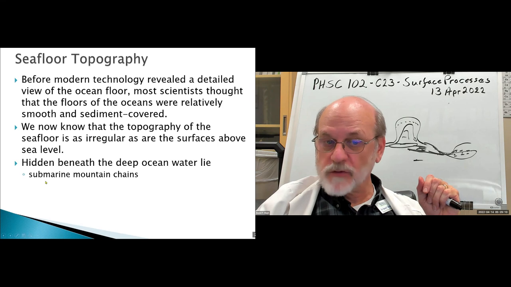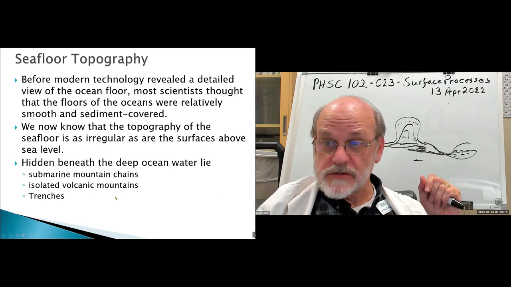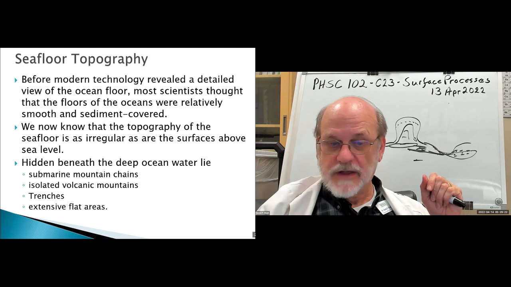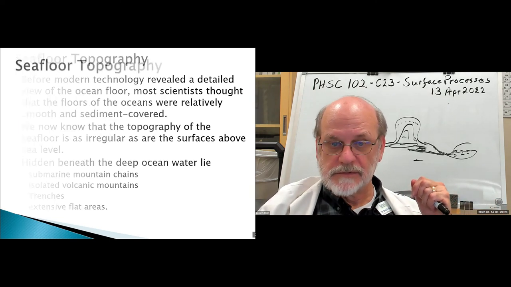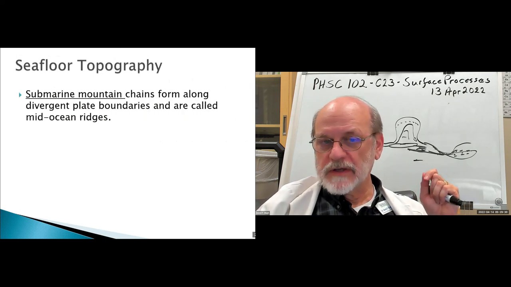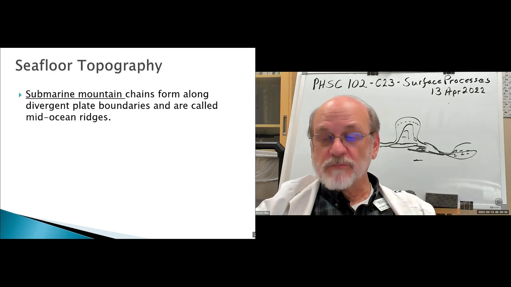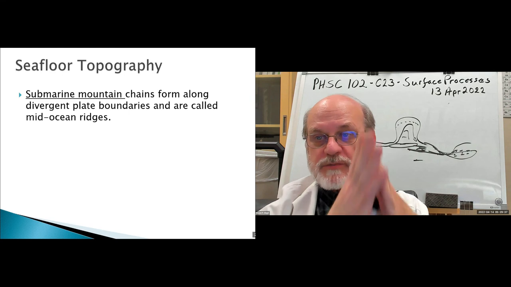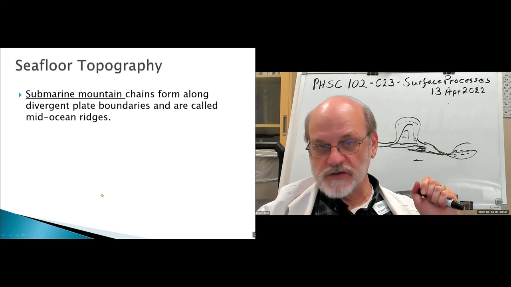Right? You get mountain chains, submarine mountain chains. You can get isolated volcanic mountains. You get trenches. And there are extensive flat areas, that's true. Where do these mountain chains occur? Predominantly mid-ocean ridges, where the plates are moving apart and new ocean is being formed. That's where you find the submarine mountain ranges.